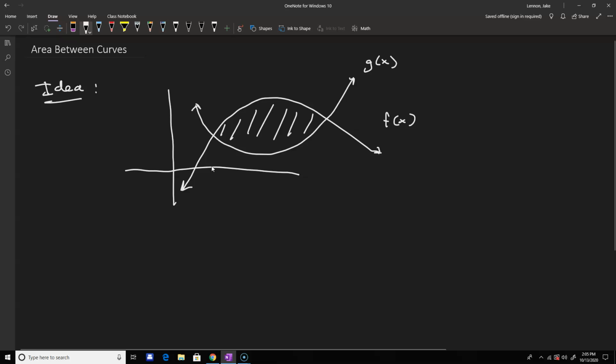So let's say this first point of intersection occurs at an x value of a, and this second point of intersection occurs at some x value of b. So then the formula is really pretty simple. The area between the curves is given by an integral, starting at a, going from left to right up to b. And it's just going to be f of x minus g of x. This is all we have to integrate, and that will give us that shaded area.